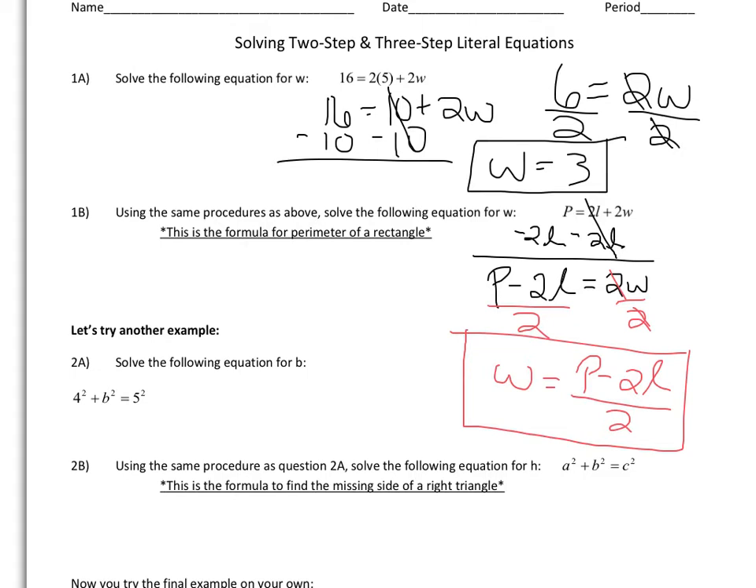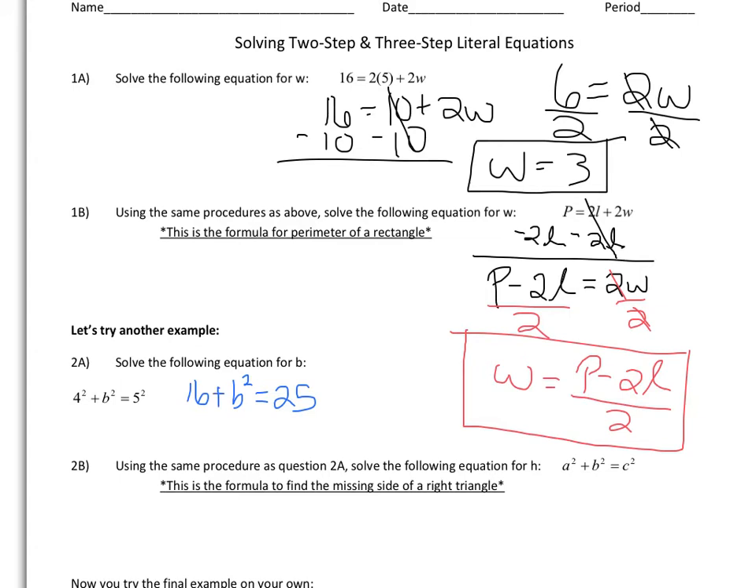So letter 2a. For letter 2a, we have 4 squared plus b squared equals 5 squared. To start by solving it, I'm going to figure out what these values are. 4 squared is 16. b squared I don't know. And 5 squared is 25. Oh, one thing here. It's supposed to be a plus. I made it an equal sign.